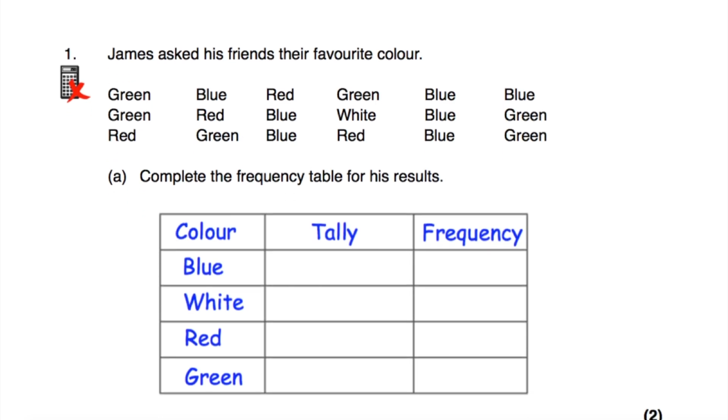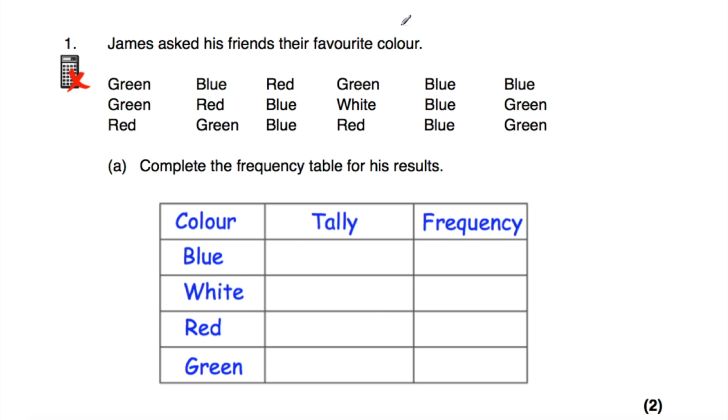Okay, so question number one. Question number one says, James asks his friends their favourite colour, and he's got these results. We've got green. Let's complete part A, complete the frequency table for his results. So green, green, blue, blue, red, red, green, green, blue, blue, blue, blue, and so on. And I'm going to complete the rest of this table now.